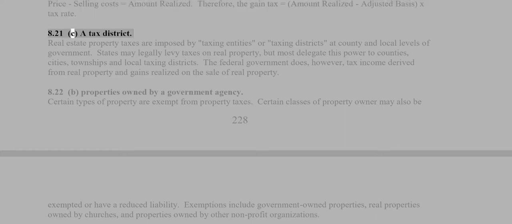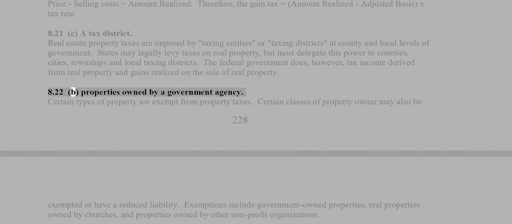8.21, C. A tax district. Real estate property taxes are imposed by taxing entities or taxing districts at county and local levels of government. States may legally levy taxes on real property, but most delegate this power to counties, cities, townships, and local taxing districts. The federal government does, however, tax income derived from real property and gains realized on the sale of real property.